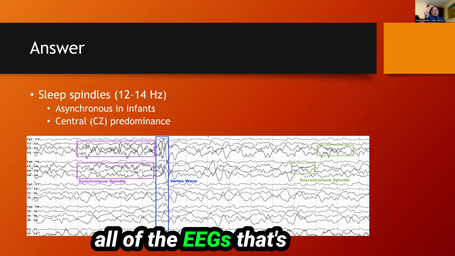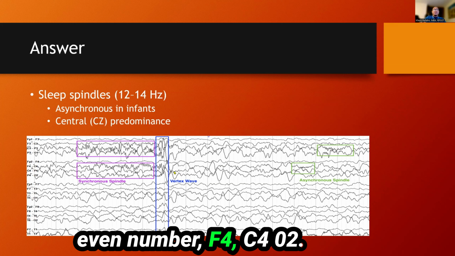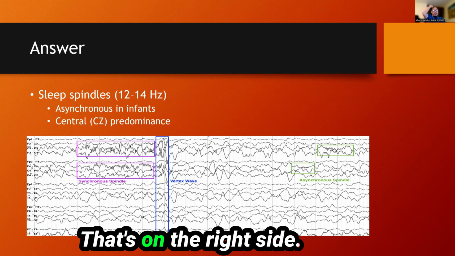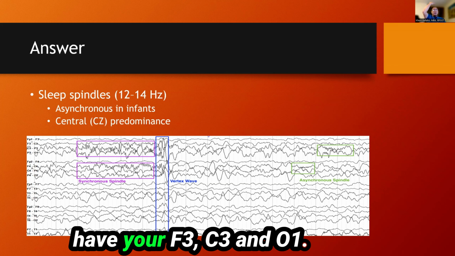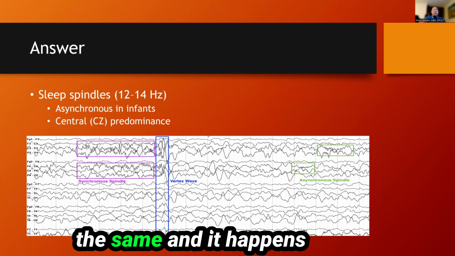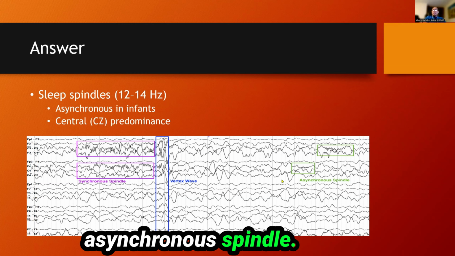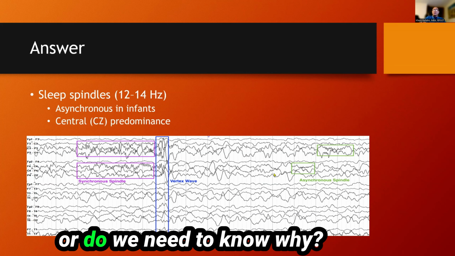All of the EEGs that are labeled with an even number, F4, C4, O2, all of that are even numbers. That's on the right side. But on the left side, you have your F3, C3, and O1. So if you're recording both sides and the spindles are the same and it happens at the same time, it's a synchronous spindle. Not that we need to know that, or do we need to know why?